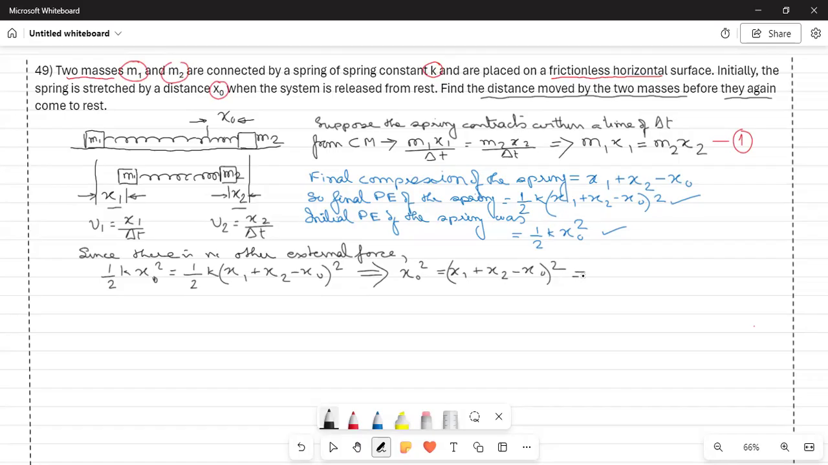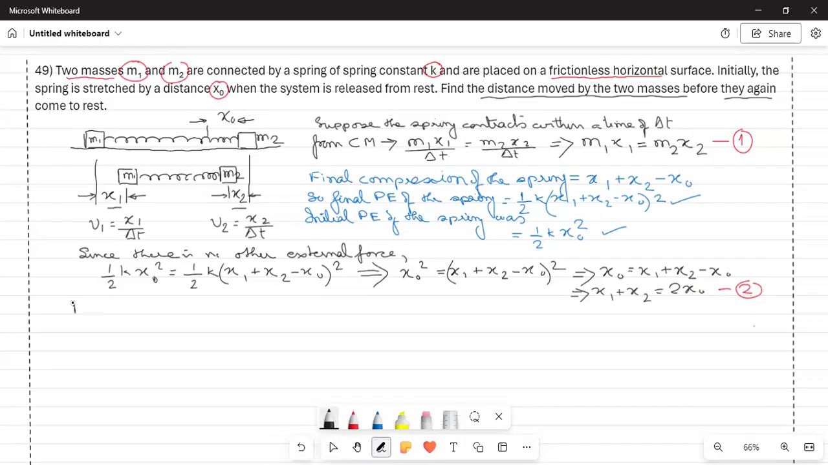From here we get x0 is equal to x1 plus x2 minus x0. From here we get x1 plus x2 is equal to 2x0. Let us say this is equation number 2. Then from equation number 1 and 2, we can easily find out the values of x1 and x2.